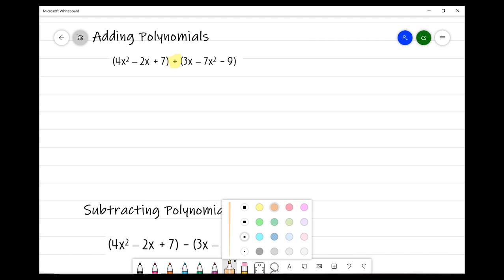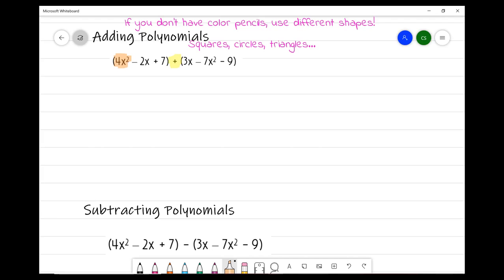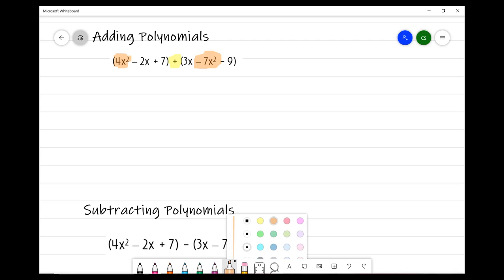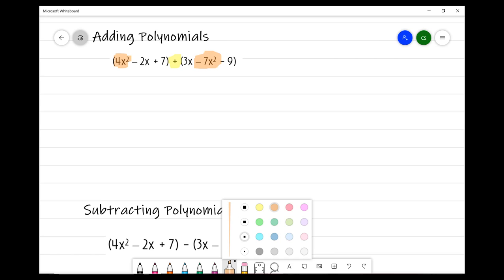It's always easiest. So I have 4x squared. Do I have another term that has an x squared? Negative 7x squared, not just a 7, because the minus sign in front of it makes it a negative 7. So when you're identifying your like terms, make sure that you are highlighting or circling the sign that is directly in front of it.